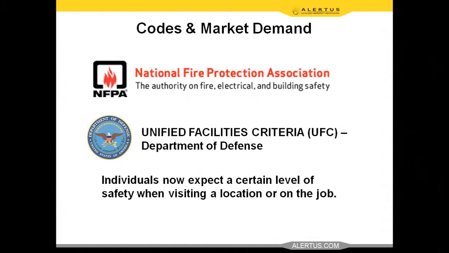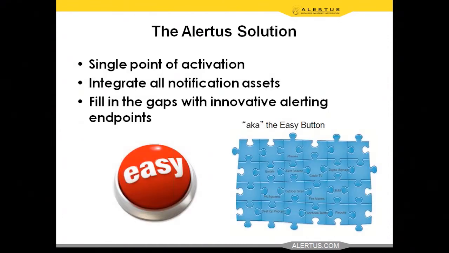So a lot of things playing into it, the challenges, these codes, and also the requirements within your organizations, people that visit your buildings and campuses for the expectation of safety and security. So now that I've built all that up, how does Alertus help to solve this challenge? What's the solution? How do we do that?